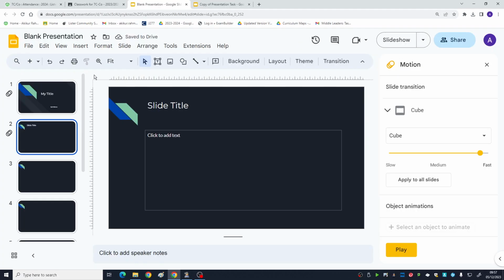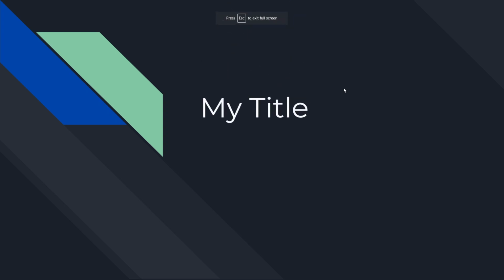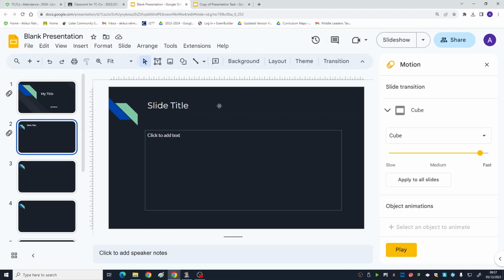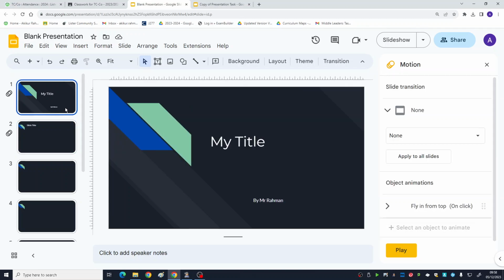We click slideshow. Sorry, let me go first slide first. Slideshow, animate from the top, animate from the bottom, and cube to the next slide. Do you see that? Much better than a plain switch from one slide to another slide. You can choose whichever one you like.